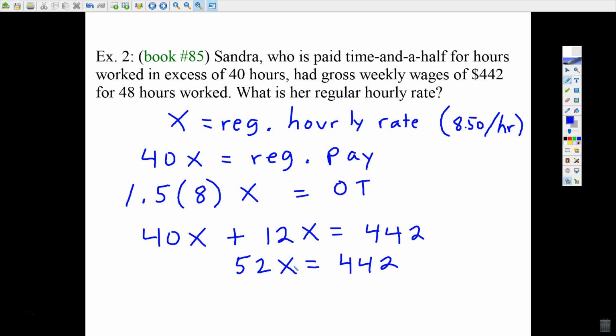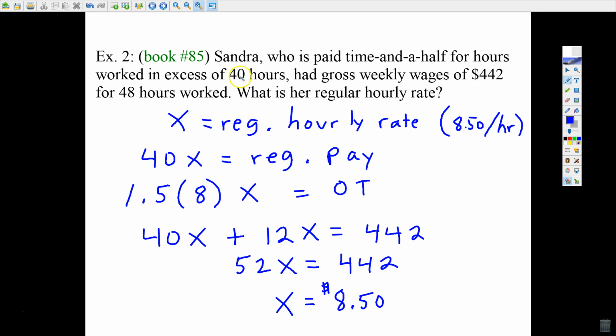Anybody have their calculator out? You can just double check and make sure we're going to come up with what we're supposed to. Make sure I didn't make a simple mistake. So if you divide 442 by 52, 8.50, okay. So the amount that she basically makes per hour, she's got a job paying $8.50 per hour. So what do you think? Was that straightforward? Any questions?